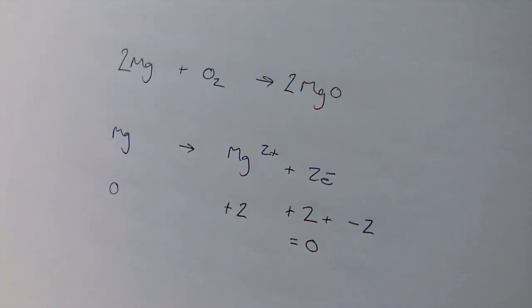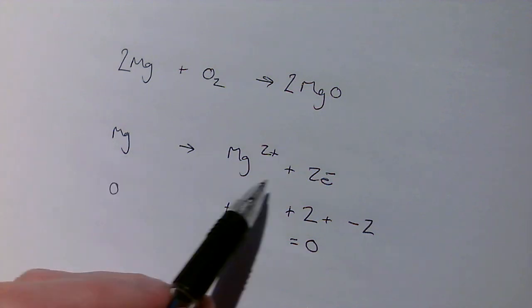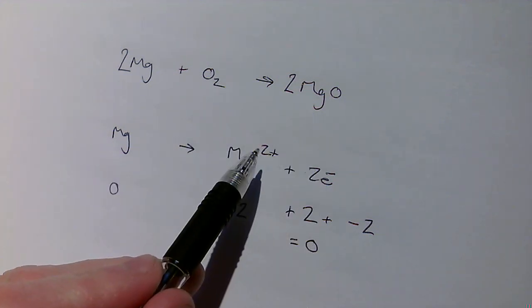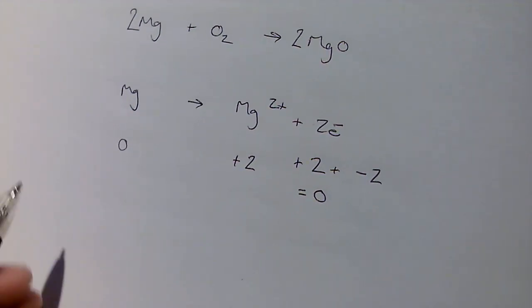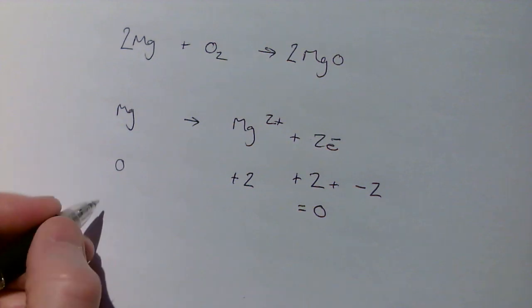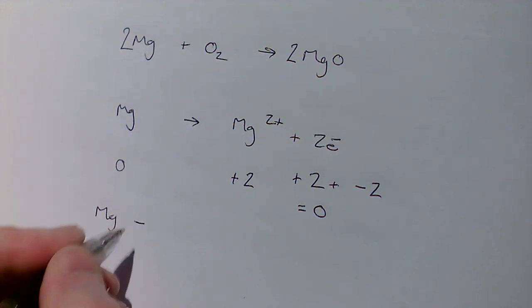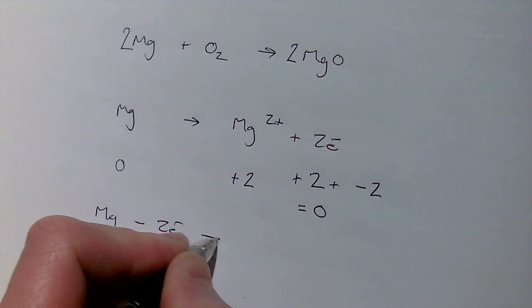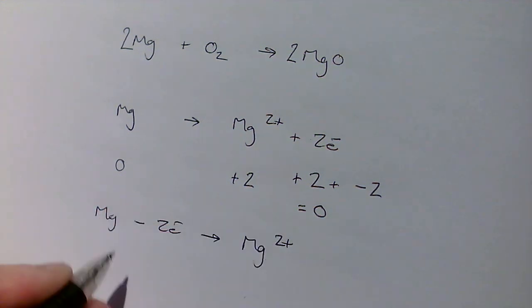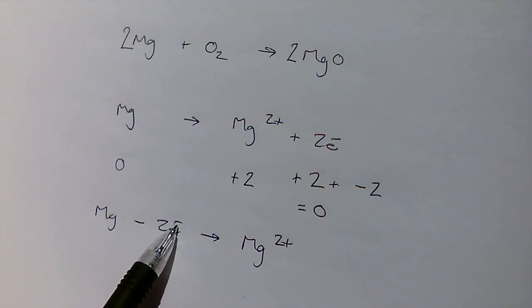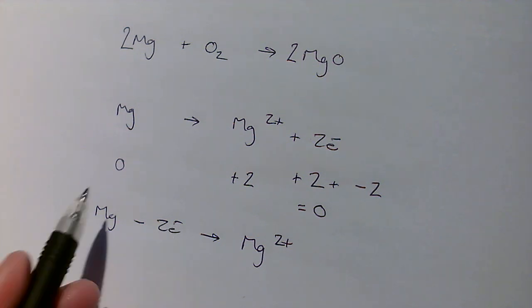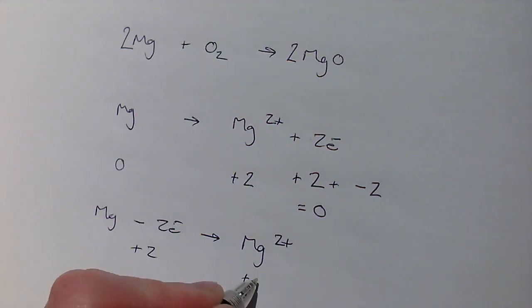So this side of the equation is now balanced. The charge on that side is 0 now, the charge on that side is 0. Another way of writing this, which would be perfectly correct, would be to write your Mg minus 2 electrons goes to Mg2+. A minus and a minus makes a plus, so -2 plus 2 electrons, minus and minus makes a plus, so my charge on that side is +2, my charge on that side is +2. Again, that is now balanced.